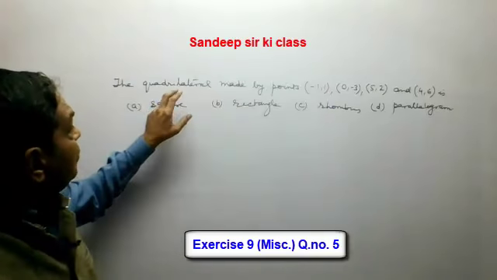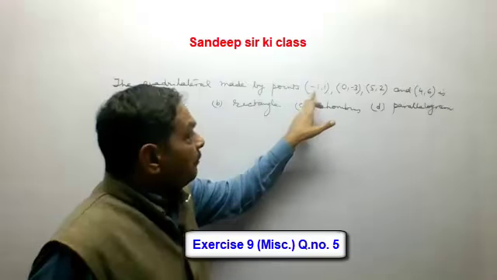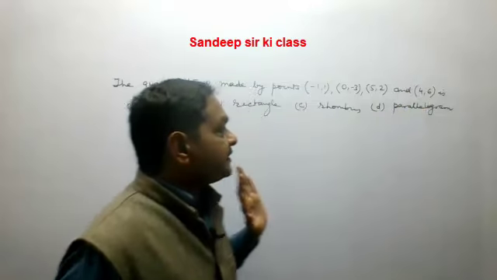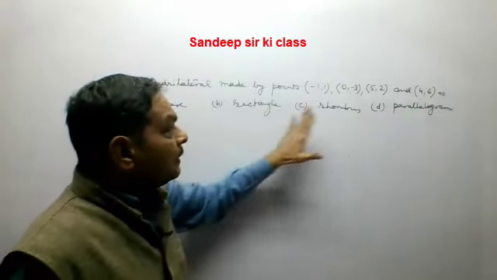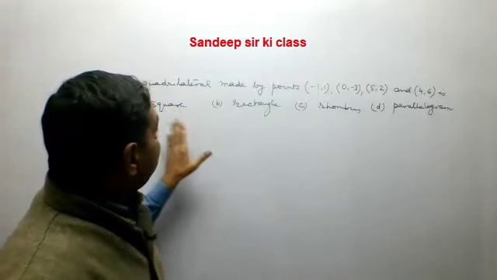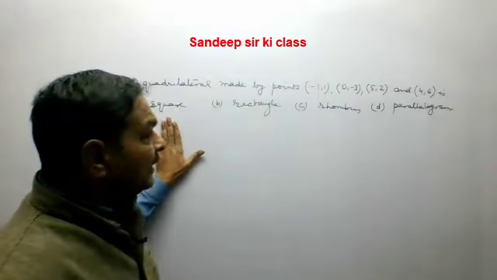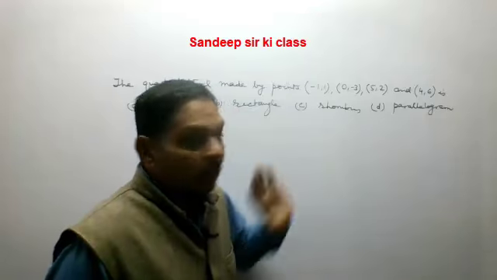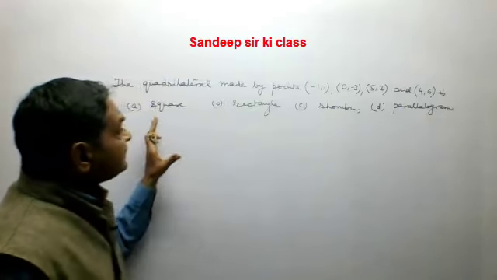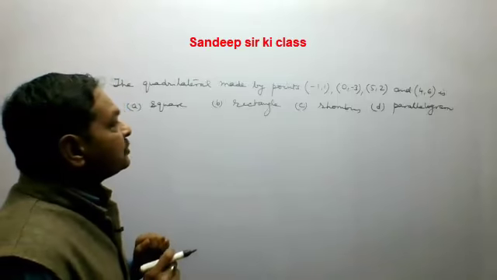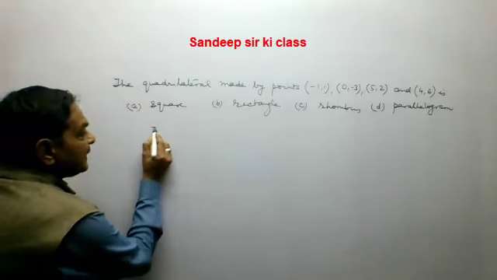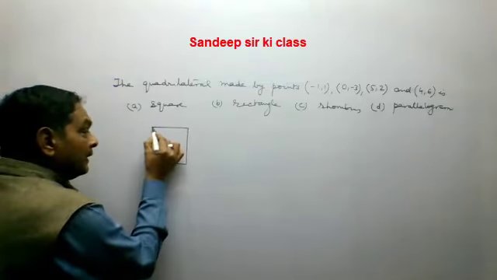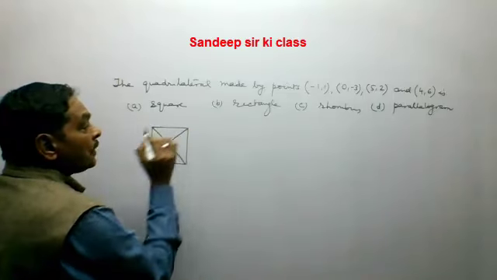Question: the quadrilateral made by the points (-1, 1), (0, -3), (5, 2) and (4, 6) is. Options are square, rectangle, rhombus, parallelogram. See, these all are quadrilaterals. Square is a quadrilateral, rectangle is a quadrilateral, rhombus is a quadrilateral, and parallelogram is a quadrilateral. Now, let us first understand the concept behind this question. See, a square is like this, which has all four sides equal and its diagonals are also equal.